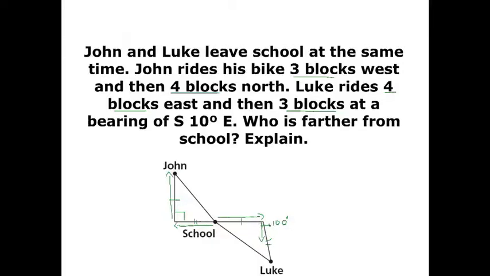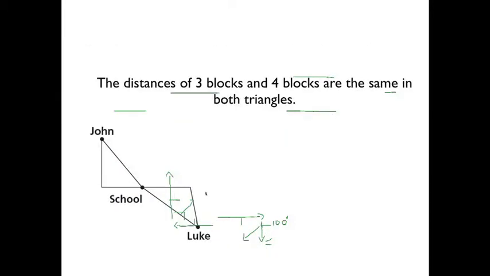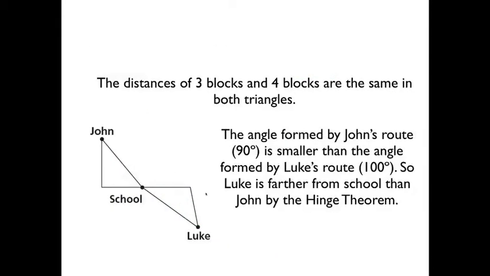Well, 100 degrees is more than 90 degrees, so the side opposite that, which is this diagonal distance from the school to Luke's house, has to be bigger than the diagonal distance opposite the 90-degree angle, which represents the direct distance from the school to John's house. So I know that Luke has to be further away from the school than John. You can see those calculations right here. Again, you can see where we got the 90-degree angle and the 100-degree angle. And since the 100-degree angle is from Luke's calculation, we know that Luke has to be farther away using our hinge theorem.